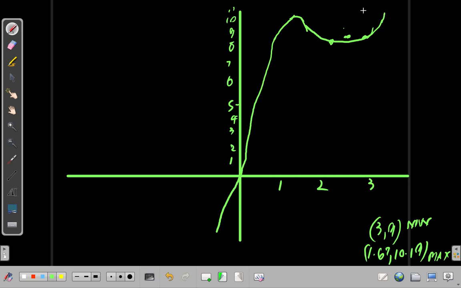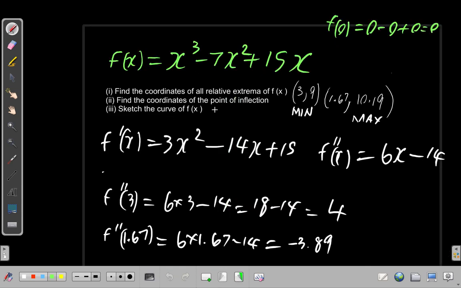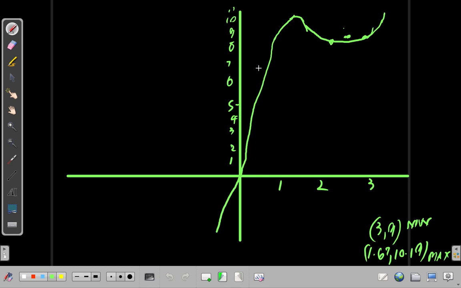Alright, so that suggests that this is what the curve would look like. So sketch the curve of f of x. This is what the curve would look like. So this extreme point is, call it point 1. It's at 1.67, 10.19. Alright, and the next point is here, at 3.9. So this point is located at 3.9, and this point here is located at 1.67, 10.19.